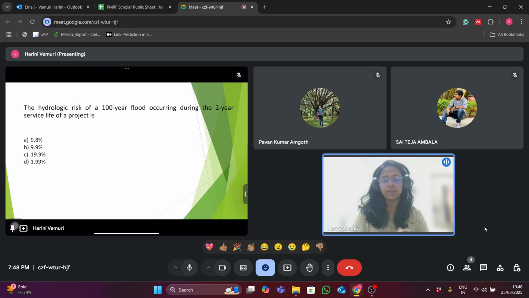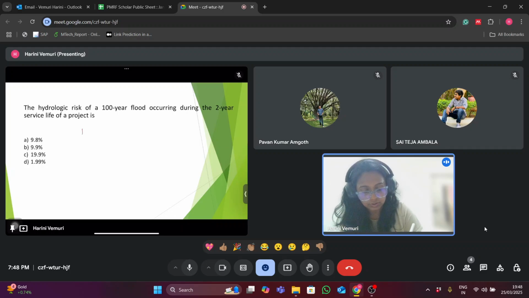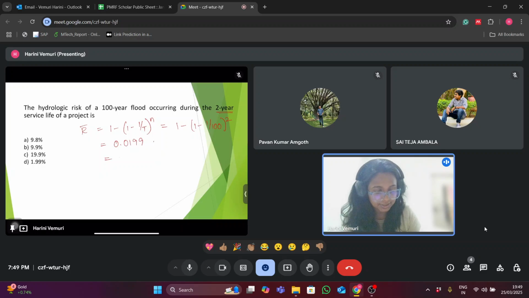So next question is the hydrologic risk of a 100-year flood occurring during the 2-year service life of the project. So hydrologic risk is defined as 1 minus (1 minus 1 by T) whole power n. So here return period is 100 years, and for a duration of 2 years we are considering. So 1 minus (1 minus 1 by 100) whole square. So once you calculate it, the answer will be 0.0199. So if you multiply with 100, you will get it in percentage, that is 1.99 percent.